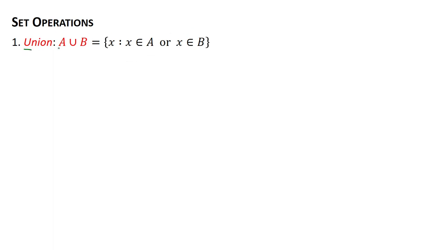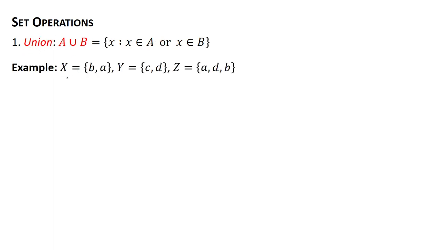Hindi kayo malilito dito kasi itong symbol natin ay ganito, mukha siyang letter U. And it is defined as follows. It is anything such that that something is in A or it is in B. Remember from last meeting, ang logic pag or, pwedeng na kay A, na kay B, or both. Allowed yung both.